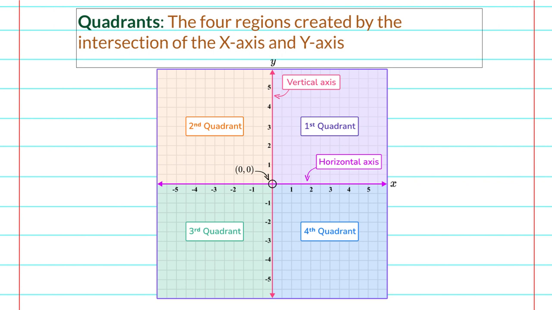Another way this might help you is to remember over here in quadrant 1, they are going to be positive and positive. Quadrant 2, it would be a negative x and a positive y. Quadrant 3 would be a negative x and a negative y. And quadrant 4 would be a positive x with a negative y.